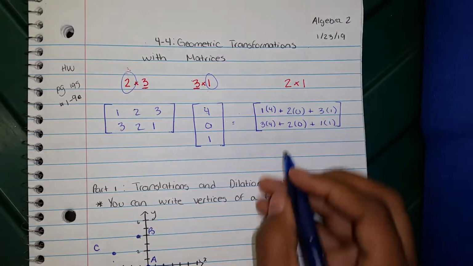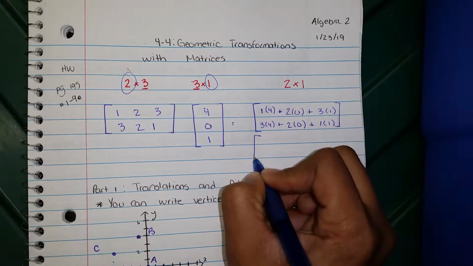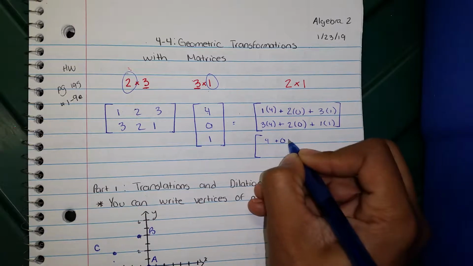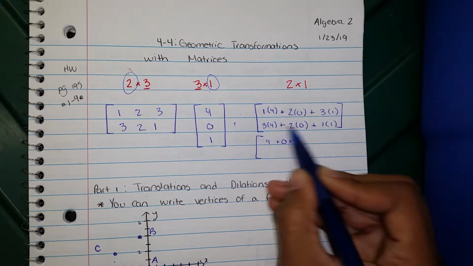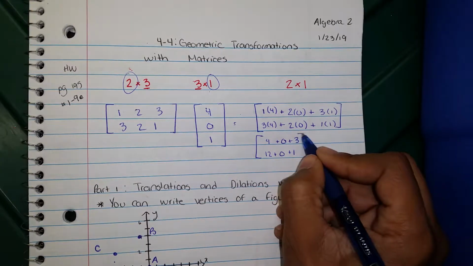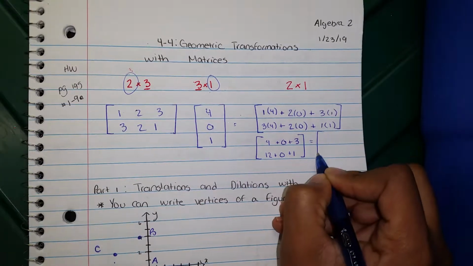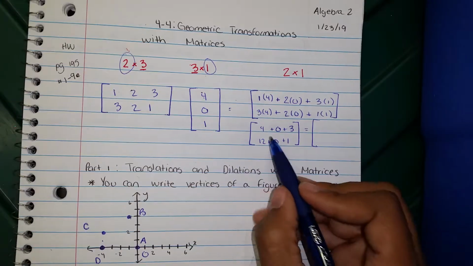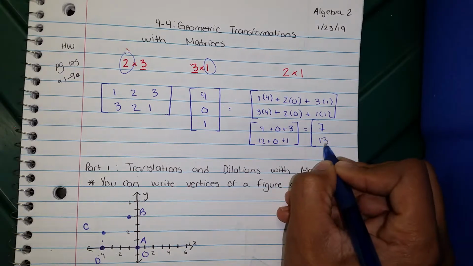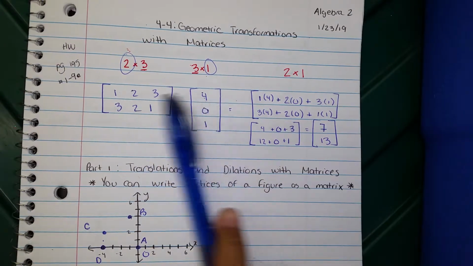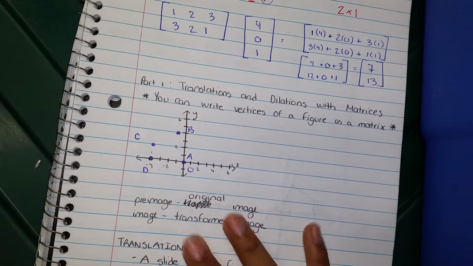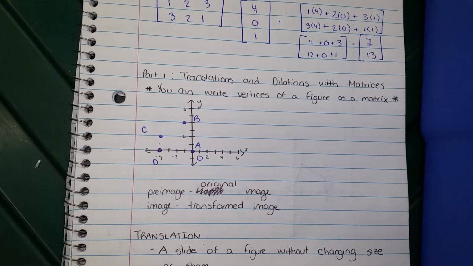So let's see what we get. I'm just going to write it underneath. You get 4 plus 0 plus 3. Underneath we're going to get 12 plus 0 plus 1. So our 2x1 matrix ends up being 4 plus 0 plus 3 is 7, and 12 plus 0 plus 1 is 13. So the product of these two matrices ends up being this 2x1 matrix over here. Okay, so let's move on to the lesson, which deals with transformations.